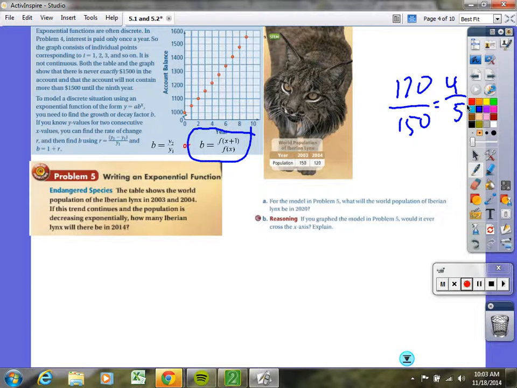Okay? So notice, if it's exponential, that means in 2005, it should still be multiplied. I take my previous answer, which is 120, and I multiply by 4 fifths. So 120 divided by 5 is 24, times 4, which is 96. Is that what it is? Yep. So therefore, in 2005, you would say that's 96 lynxes.